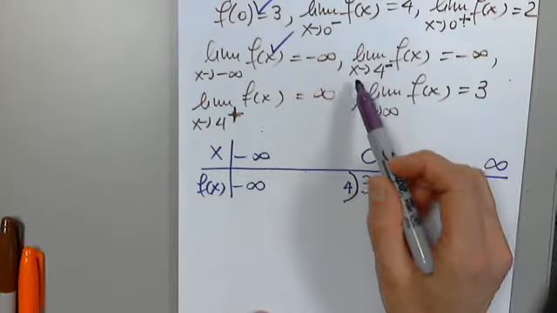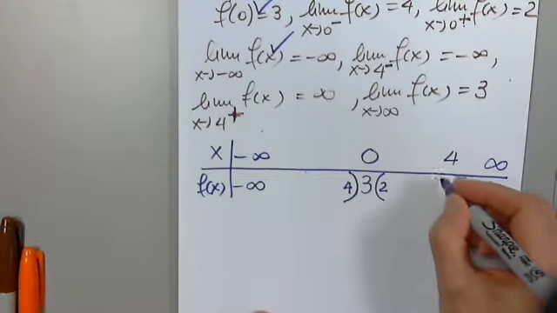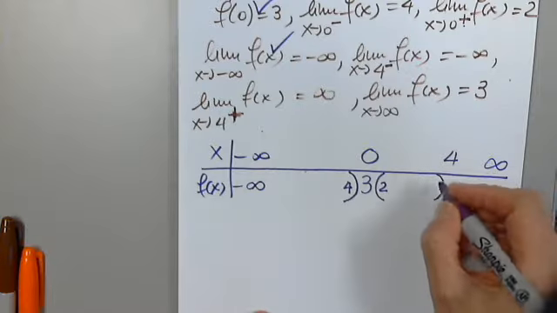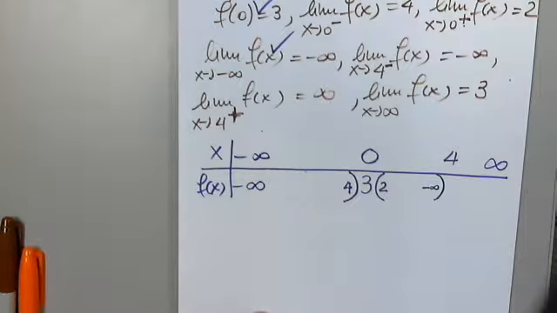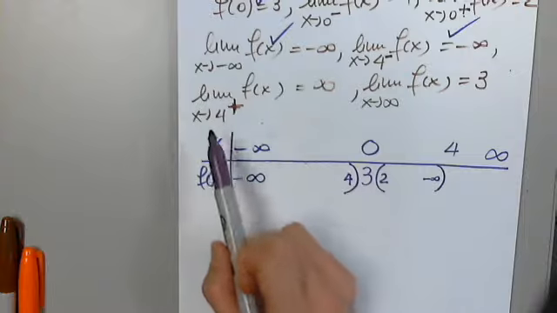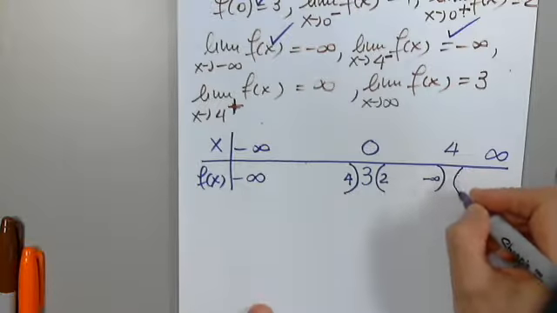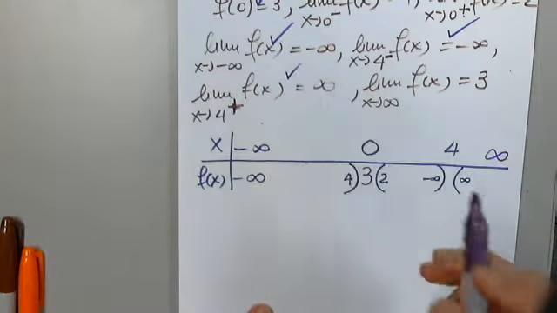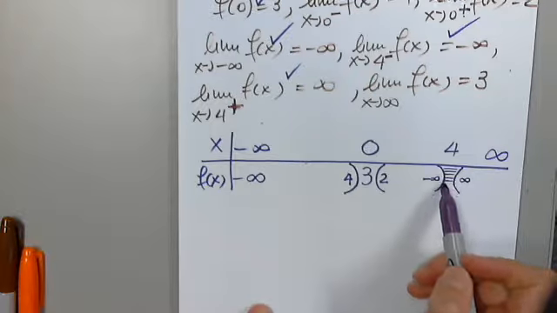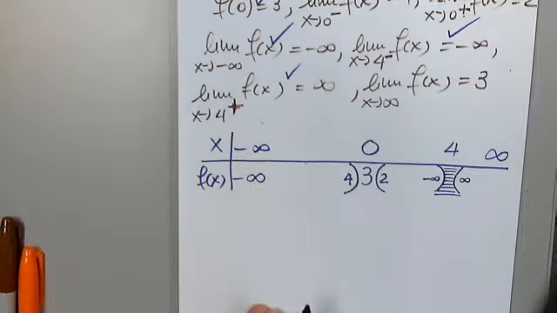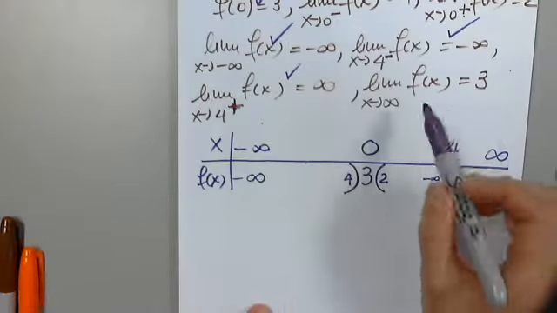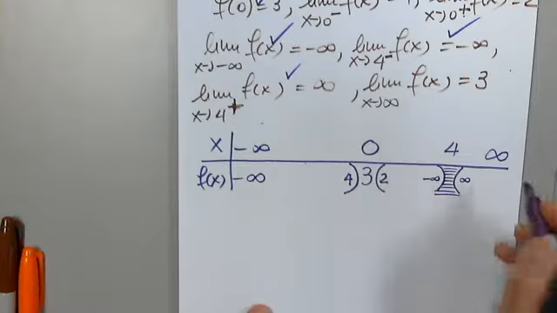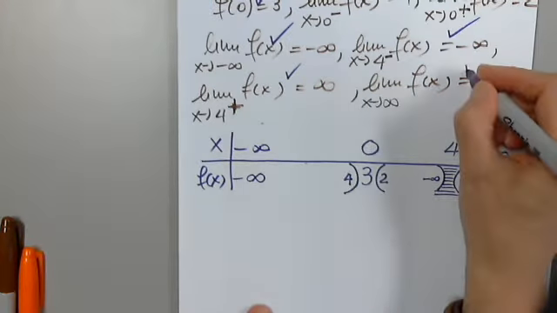Limit of f of x as x approaches 4 from the left: negative infinity. Done. Limit of f of x as x approaches 4 from the right: infinity. Done. Limit of f of x as x approaches infinity is 3. Done.